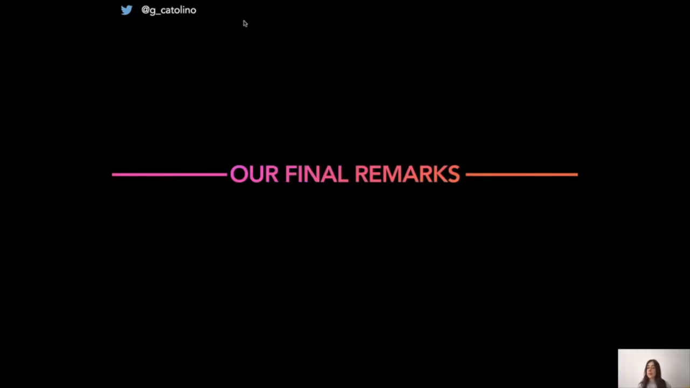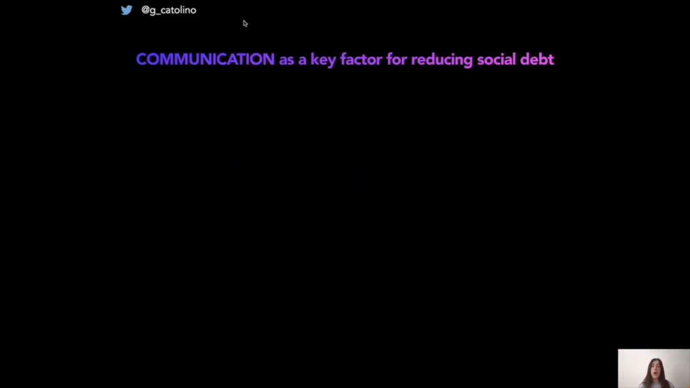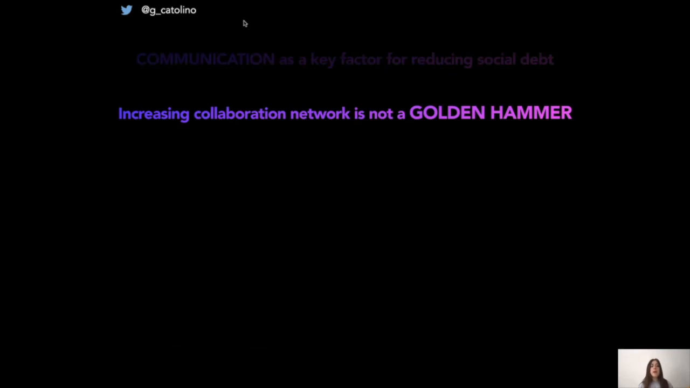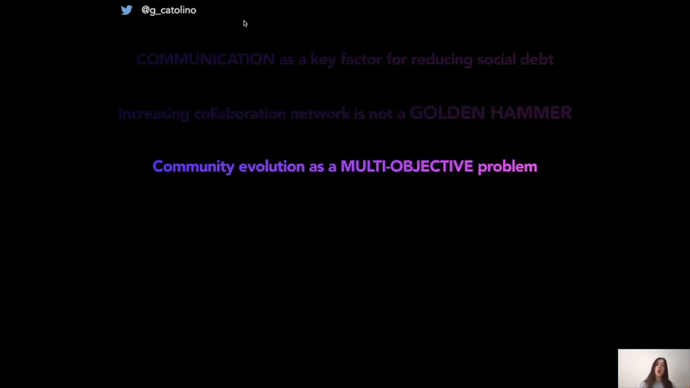So our final remarks based on the results that we obtained are the following. Communication is the key factor for reducing social debt. Indeed, I think that you find a common pattern here where communication metrics are really useful to decrease the variability of a community smell. Increasing the collaboration network is not a golden hammer. See the results of radio silence and organizational silo. Community evolution as a multi-objective problem.